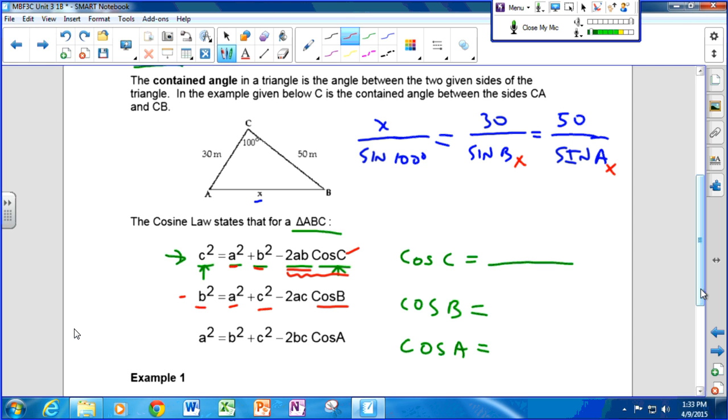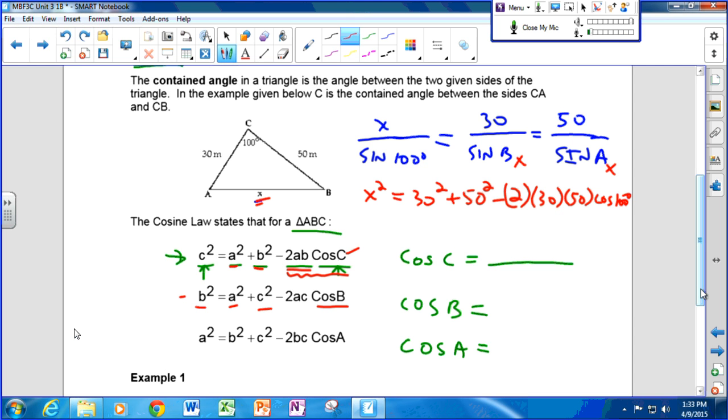Anyway, I know that they like to say c squared, b squared, a squared, but I just prefer to do it with the pattern. So in the case of what we're trying to solve here, it's x squared, because that's the side we're looking for, and then it's the square of the other two sides. 30 squared plus 50 squared minus 2 times the other two sides, and then cos the angle opposite the side we're trying to find. Okay, there you go. So that's how you would work that out.